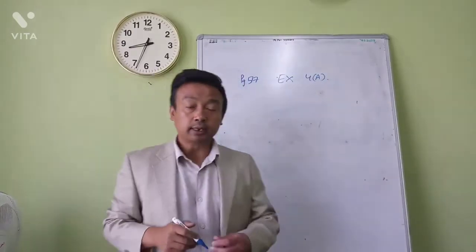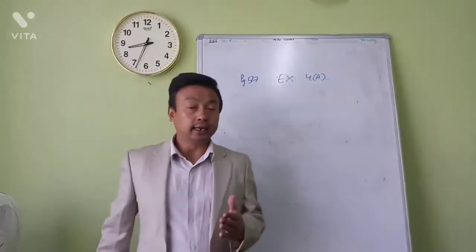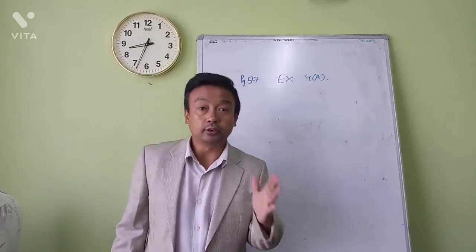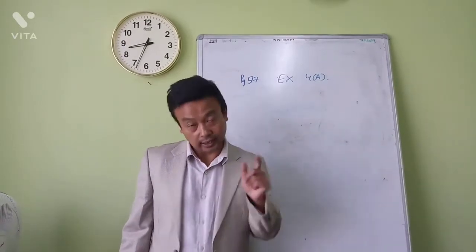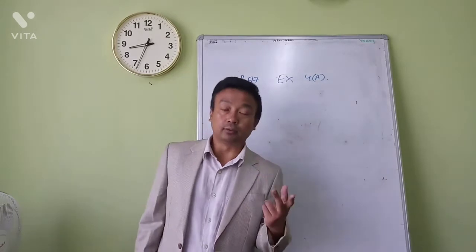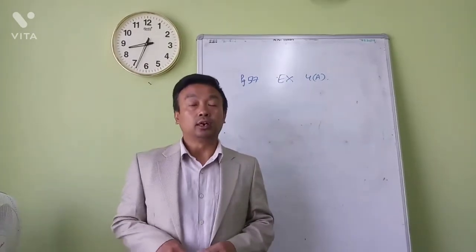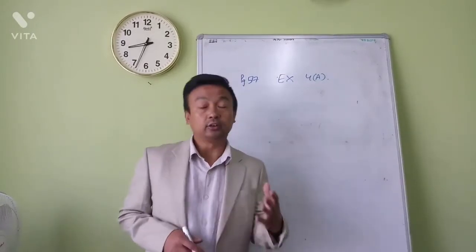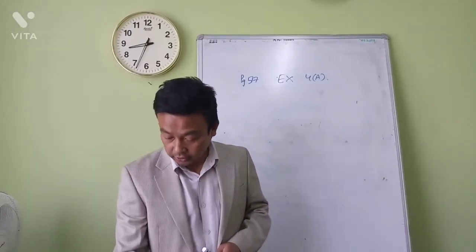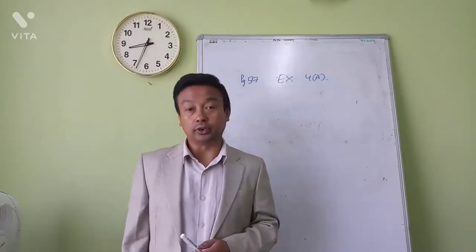In that expansion of the binomials, what we had derived was the formula of a plus b the whole square and a minus b whole square. And from that we had done the formula of addition and the formula of subtraction. In continuation of that, let us now try to complete this exercise 4A today.